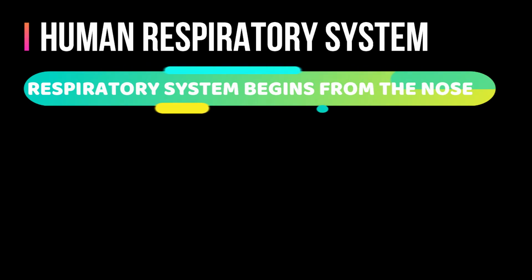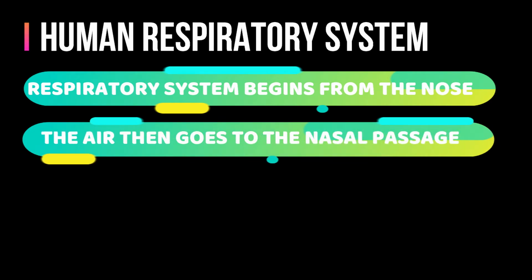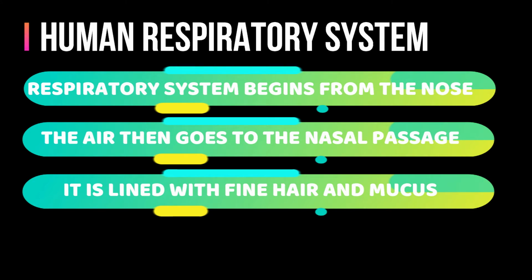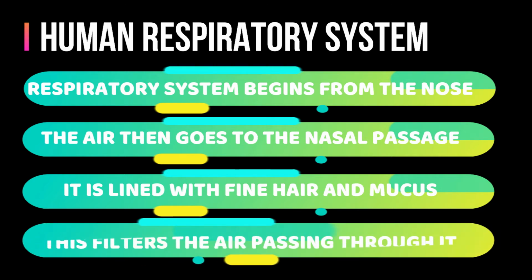The human respiratory system begins from the nose. The air enters through the nose and then goes to the nasal passage. The nasal passage is lined with fine hair and mucus. When air passes through the nasal passage, the dust particles and other impurities present in it are trapped by nasal hair and mucus so that clean air goes into the lungs. So I think you understood what is the function of fine hair and mucus in the nasal passage. Yes, they purify the air.